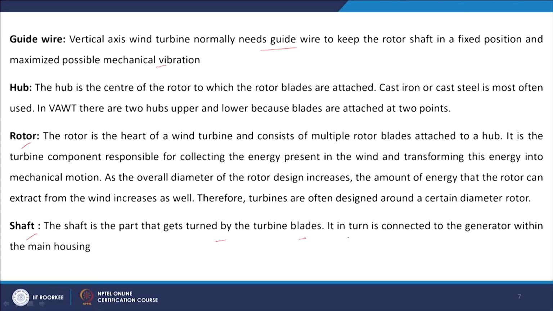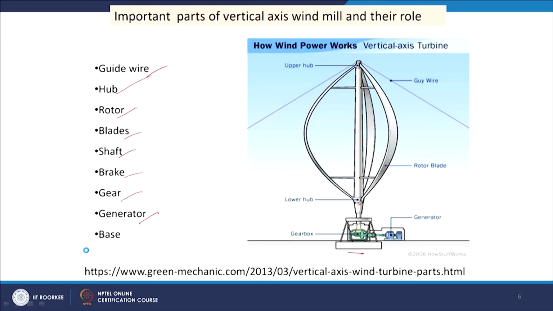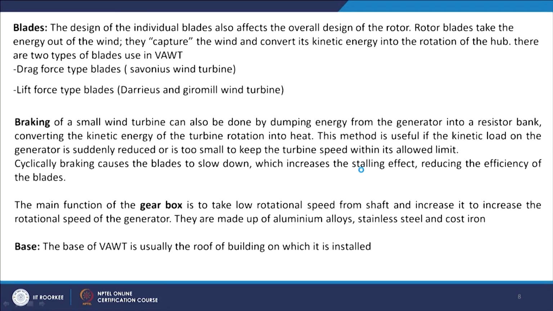It is in turn connected to a generator within the main housing. And then the blades, as you have seen, are like this. This is not similar to that of the horizontal axis turbines. These blades may be of two types: one is the Savonius wind turbine, which is the drag force type blade, and the other is the lift force type blade, called the Darrieus or Giromill wind turbine.